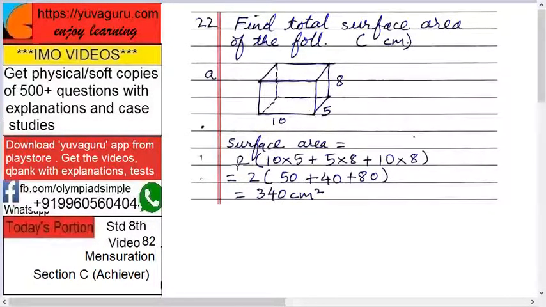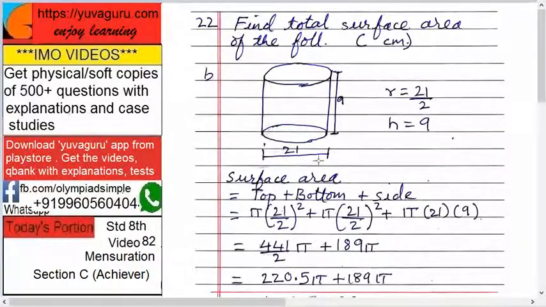So, what are these? 2 into 10 into 5. Why 2? Because 1 on this side, other on that side. Similarly, 5 by 8, 1 on this side, other on this side, and this top and bottom 10 by 8. Okay, so that's why 2 into total of all these, so it becomes 50 plus 40 plus 80, right? That is 340 square centimeters when you multiply it by 2. So that is the total surface area.